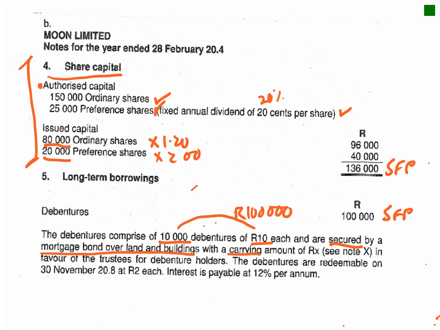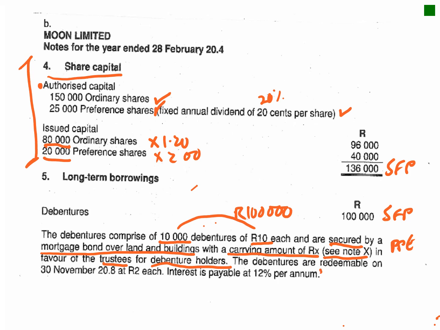You have to give the carrying amount of the assets that are held as security, because this would then refer to your PPE note, because that's where land and buildings would appear. And this security is in favor of the trustees, because remember, there's not just one debenture holder. There are 10,000 debentures. You may have 10,000 individual debenture holders, but it's more likely that people will have bought blocks of debentures. But the point is that you have trustees that act on behalf of the debenture holders. They're like the holding body that looks after the interest of the debenture holders.